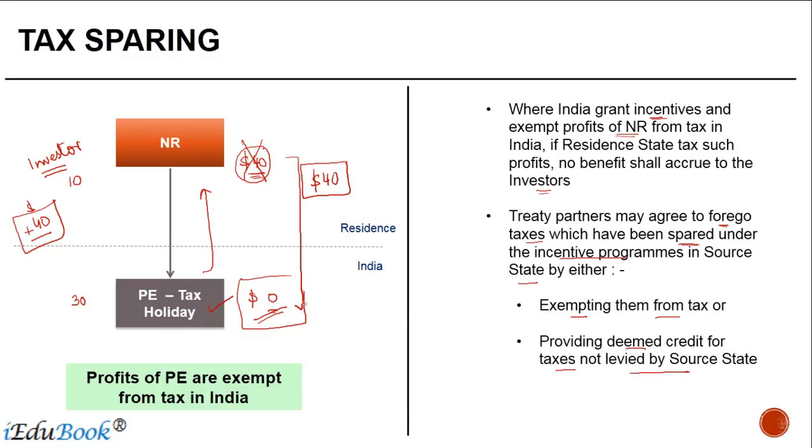So even if the taxes are 0, you say, what would have been the tax which would have been paid here? Let's say it would have been $30. We will provide you a deemed credit of $30, and tax you only for the remaining $10. So that the total tax which the non-resident has to bear from a cash perspective is going to be 0 plus 10, only $10.